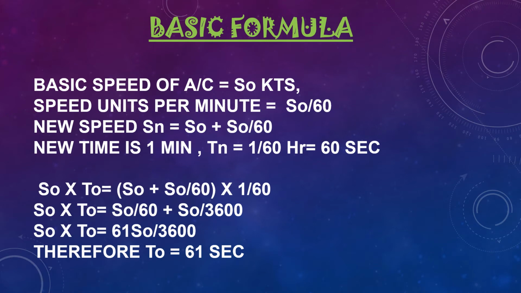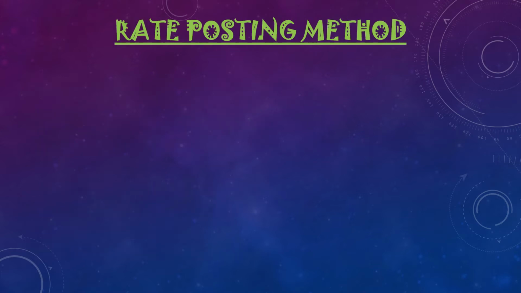Thus, for an old time of 61 seconds, if the speed is increased by ground speed per minute, the new time comes out to be 60 seconds. Hence, 1 second is gained in 1 minute.